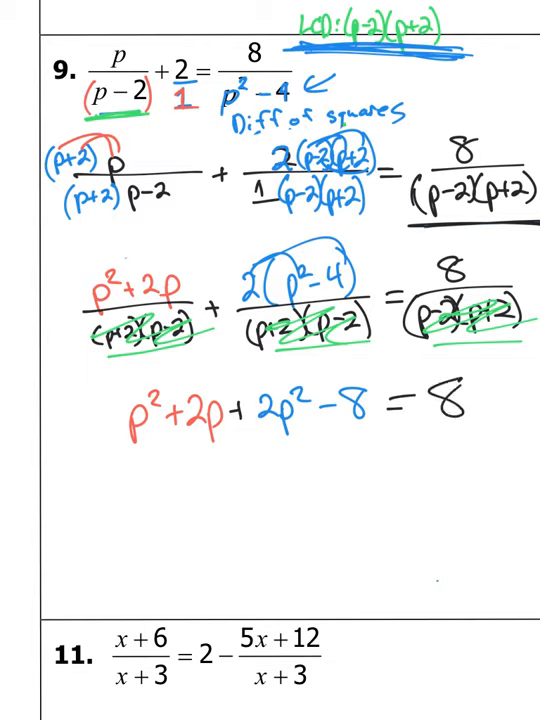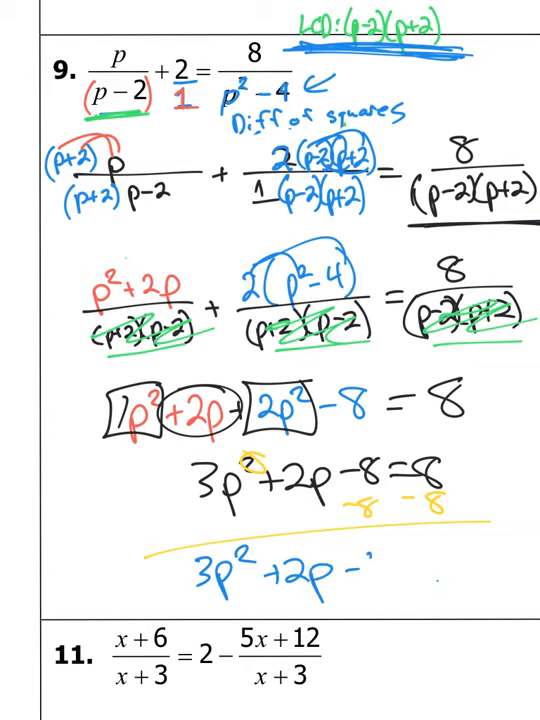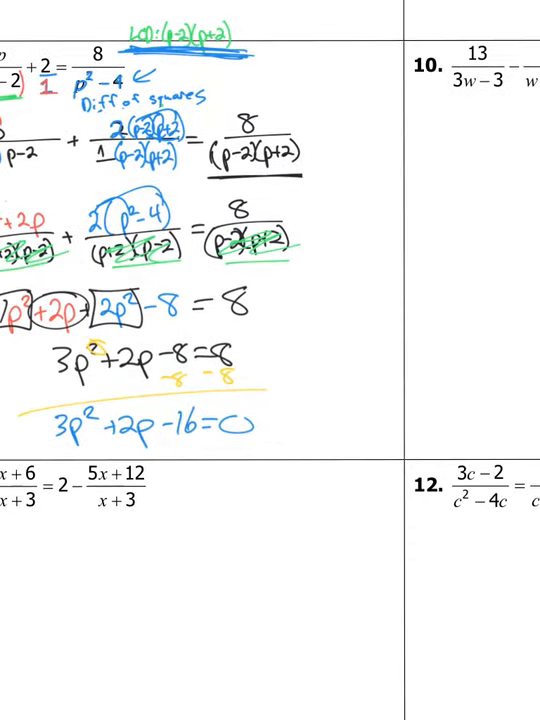All right, now I'm going to combine like terms. I got a 1p squared plus a 2p squared, which gives me 3p squared. I have a 2p and minus 8 equals 8, okay? Hopefully you see, oh, I got a quadratic, so let's try and set it equal to 0. Okay, so I have a quadratic set equal to 0, so now I'm going to factor. Fortunately, my a is not 1. So I have 3p squared plus 2p minus 16 equals 0.